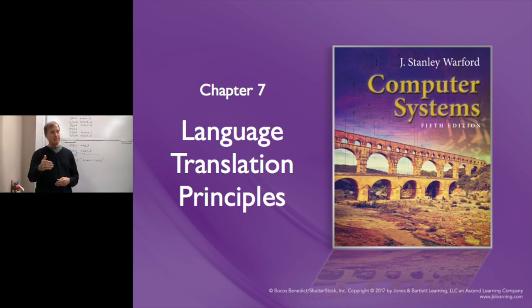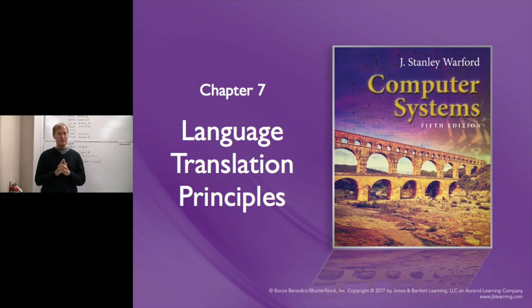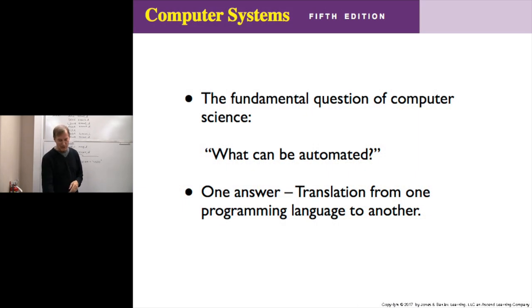The reason is that the topic in chapter 7 is language translation principles. Now look, what is this big project that you're going to write? You are going to write a Java program that is an assembler. So do you understand now manually how to translate from assembly language to machine language? You understand manually how to do that? So what's the fundamental question of computer science? What can be automated?